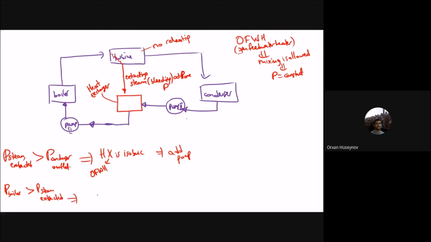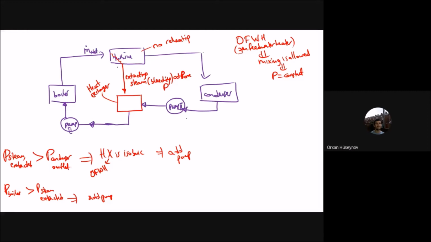Okay. Therefore, what we will do is add a pump. Okay, so this is the main working principle of the open feed water heater. And you have to notice that now I have one mass flow rate, so that you have that m dot here, the m dot inlet.